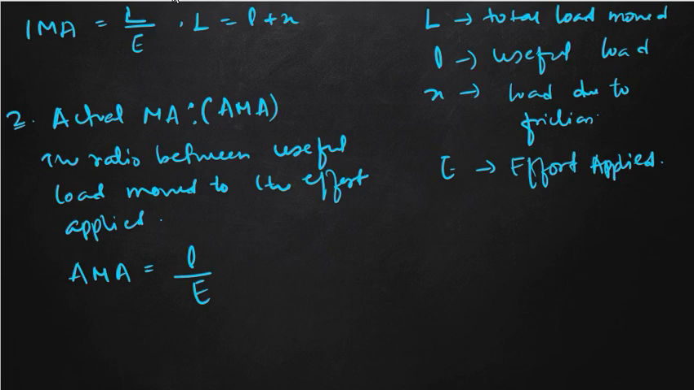so next we will move to the new topic. Next definition is our velocity ratio. So what is velocity ratio? It is the ratio of the velocity at which effort is applied on a machine to the velocity at which load moves.